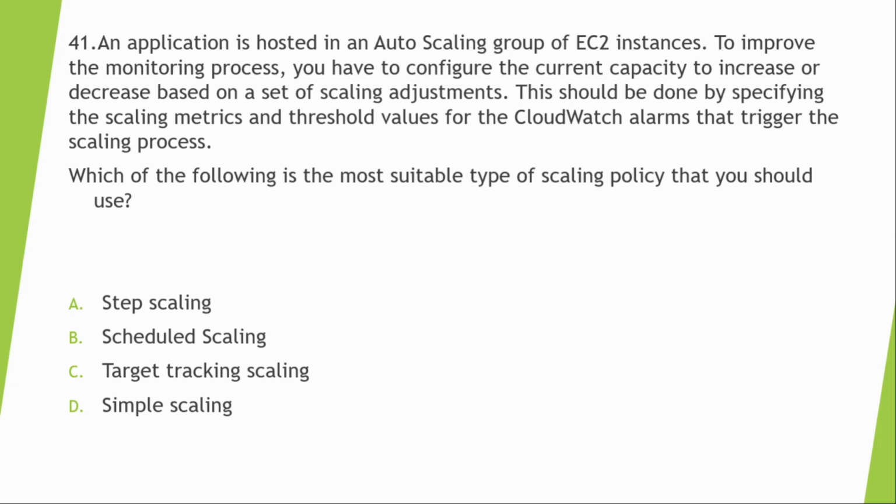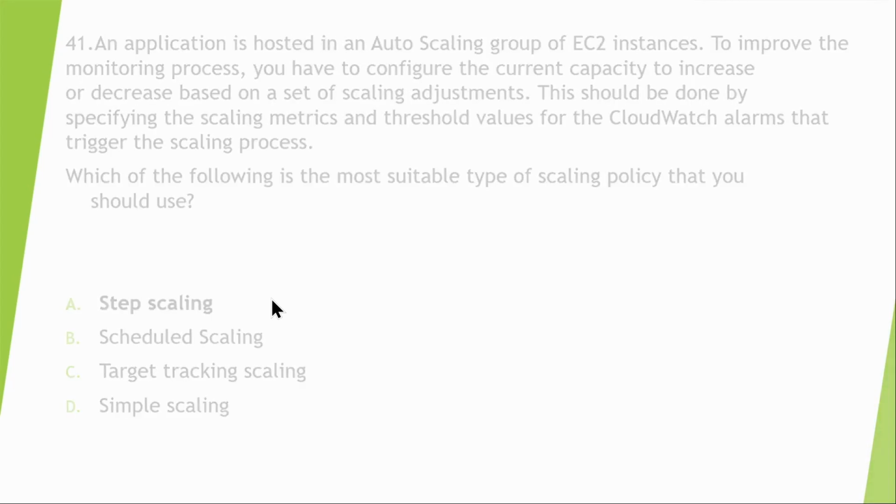And in this scenario the correct answer would be step scaling. Why? Because as I said, it is a set of scaling adjustments and it is done on the breach of a CloudWatch alarm. Simple scaling and target tracking scaling are not correct because simple scaling is not based on a group of scaling adjustments, it is just based on a single scaling adjustment. And target tracking scaling is based on a target value. If you have achieved that metric value, then only it will increase or decrease your resources. So this is a very simple and straightforward question. Set of scaling adjustments, so the correct answer is step scaling.